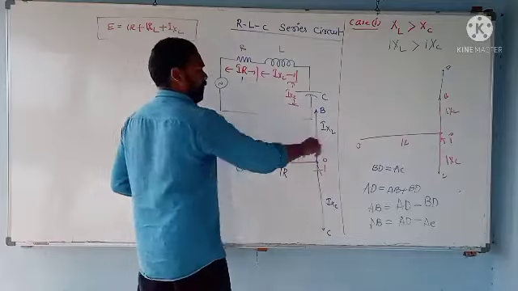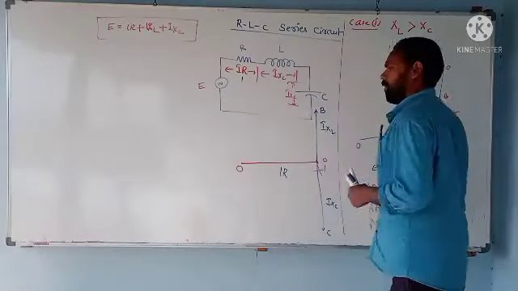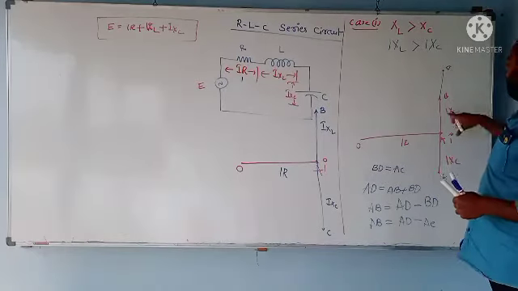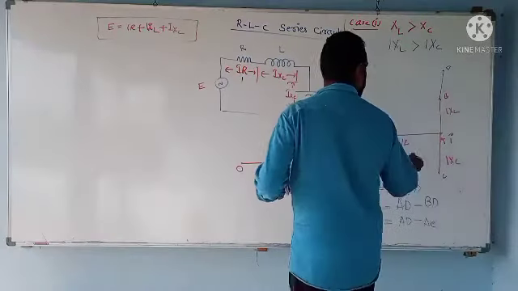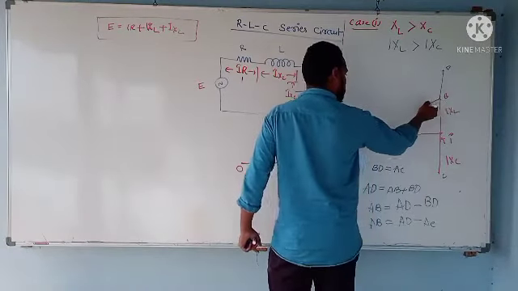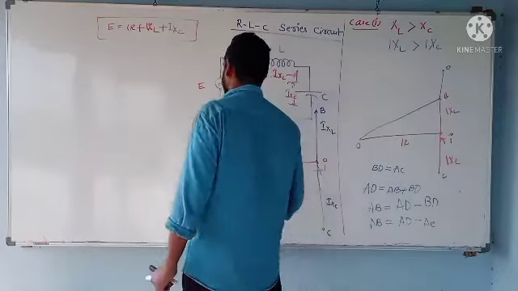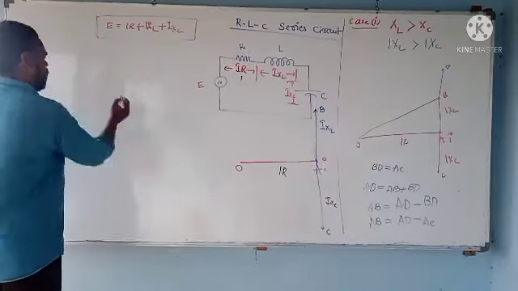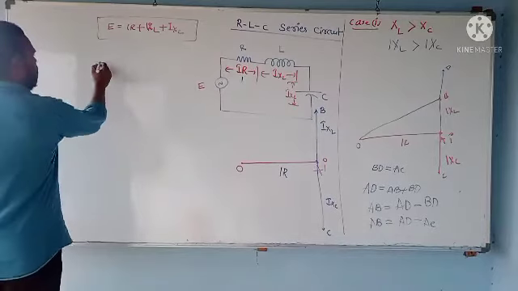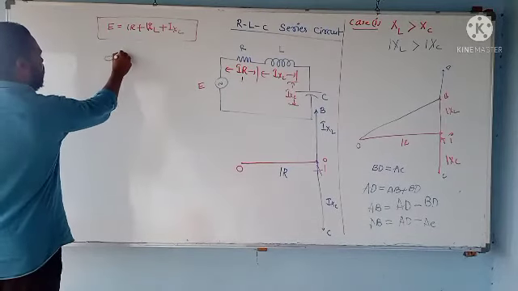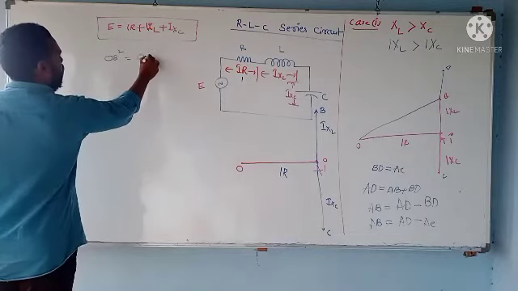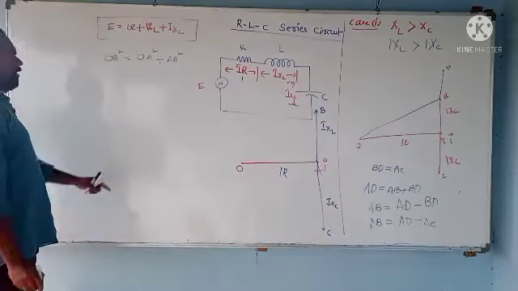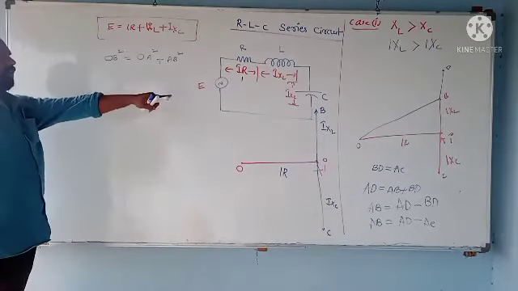Now what is this? IR is the drop across the resistor, IXL is the drop across the inductance, and I am assuming that the XL term is higher than the XC term. This is the analysis. Now applying the Pythagoras theorem for the phasor diagram: OB square is equal to OA square plus AB square, from the right angle triangle OAB.